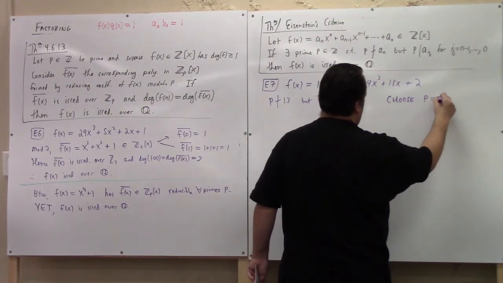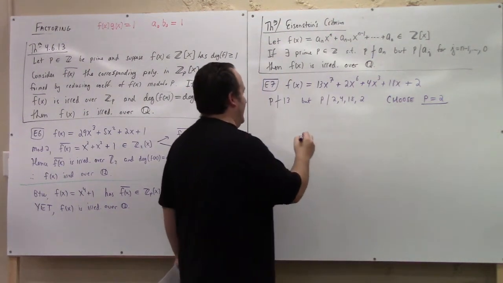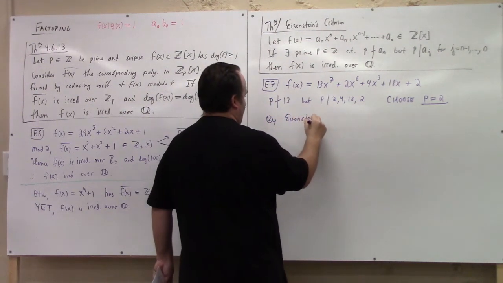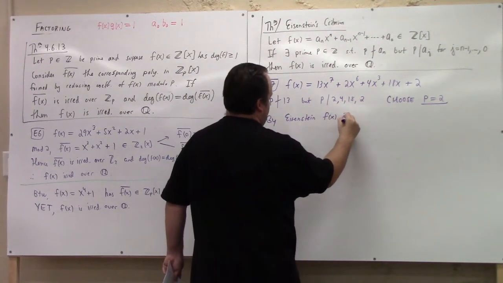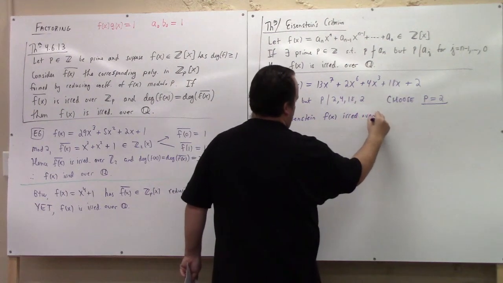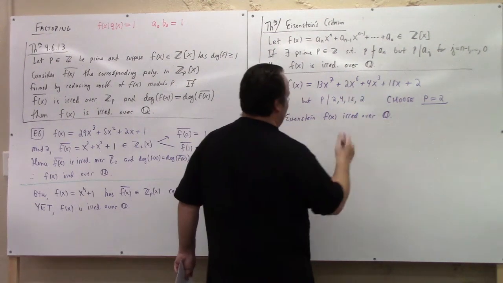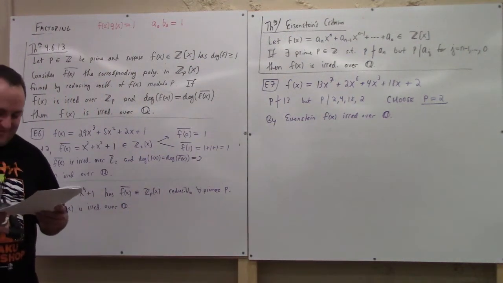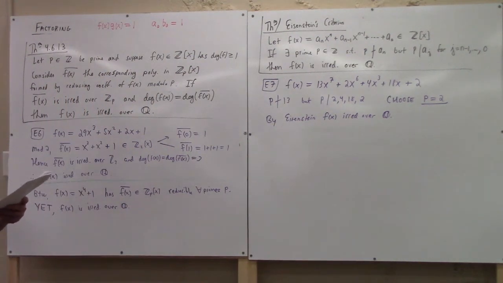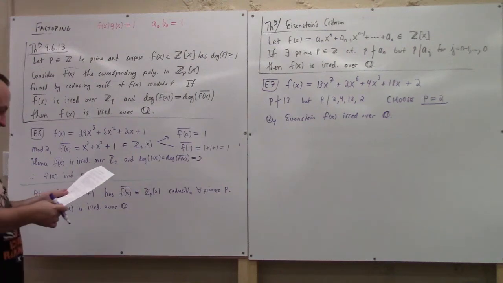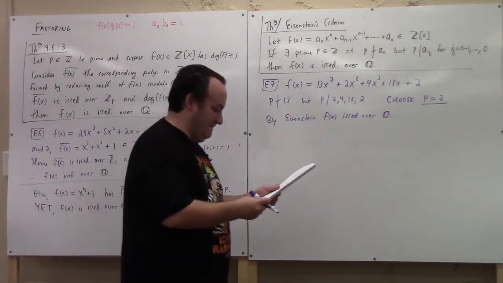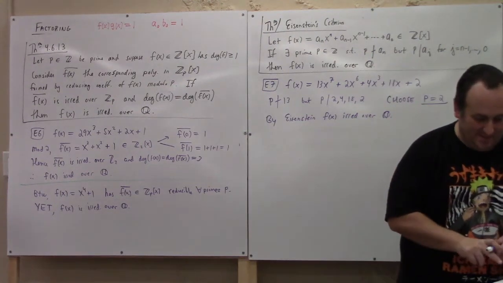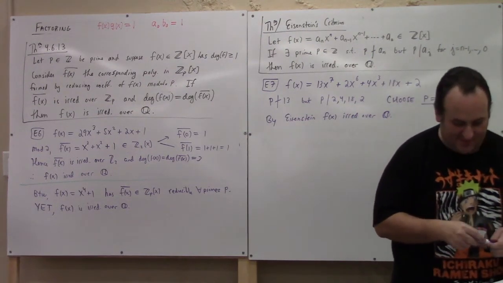Choose P equals 2. By Eisenstein, f of x is irreducible over Q. Okay. Ta-da! See, that's not so bad, is it? Yeah. Well, yeah.